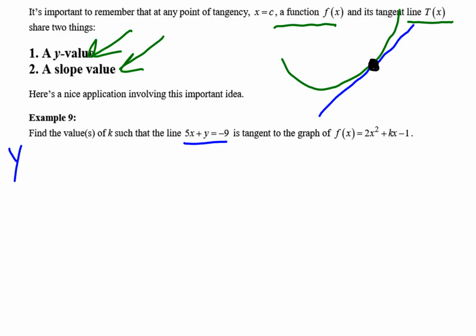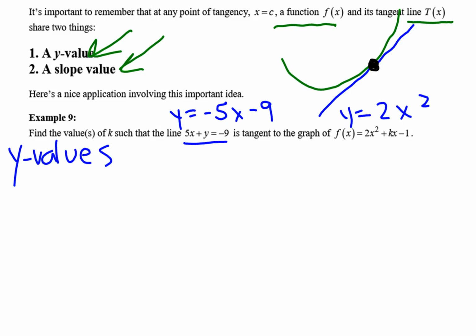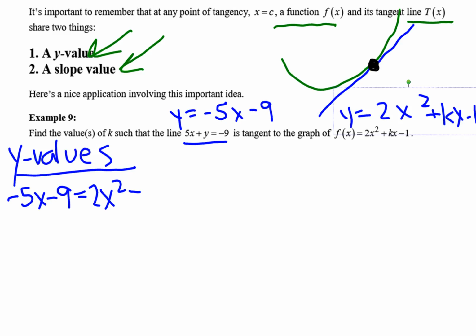So we're going to start, let's look at the y values, because we know somewhere the y values are the same. So if I rewrite this, y equals negative 5x minus 9. Okay, and this, it would just be like y equals this. Okay. So we have negative 5x minus 9. That y value somewhere is going to be equal to this y value. Okay, if you want, we can move everything to one side to make it look a little easier.